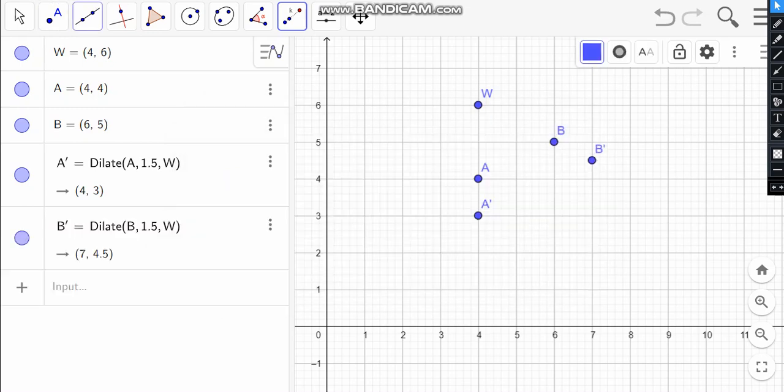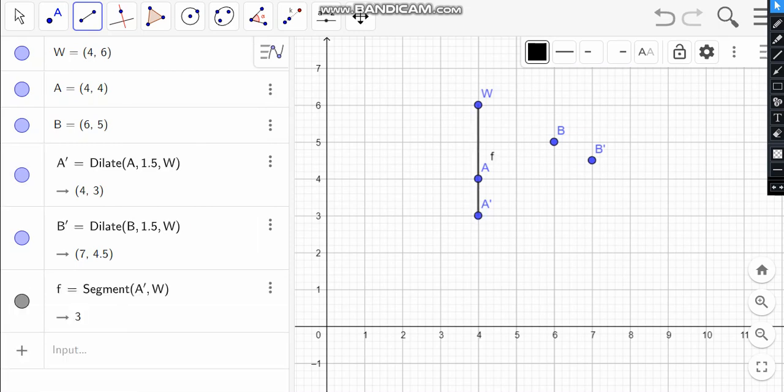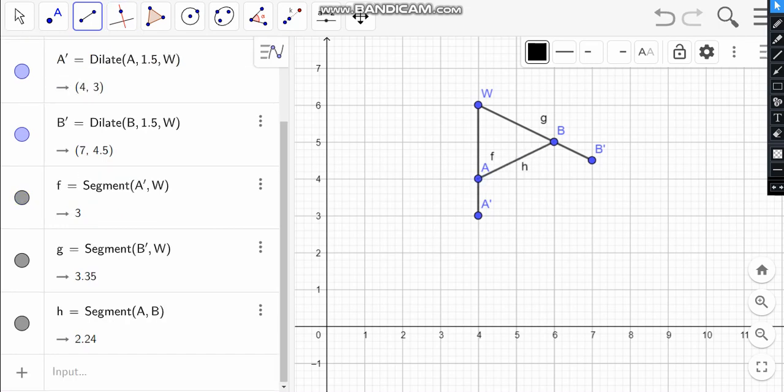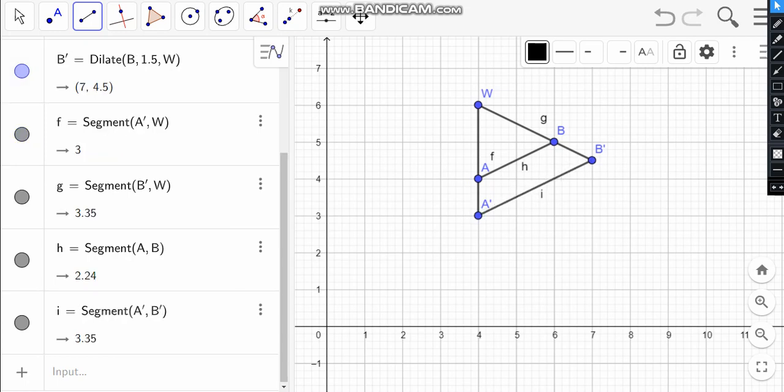So here we can realize that the intersection of AA prime and BB prime is the double point, which is omega. Always, if you want to find the center of a homothecy, it will be the intersection of AA prime and BB prime. And if you join AB and A prime B prime, they are parallel and they have the same ratio.